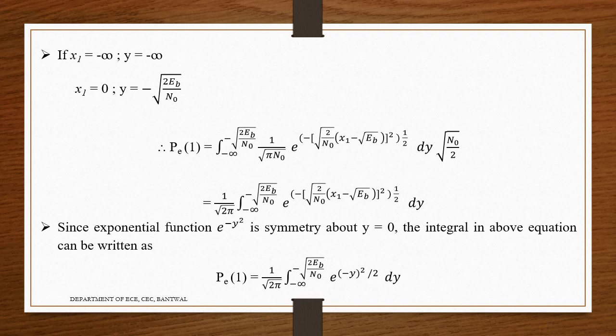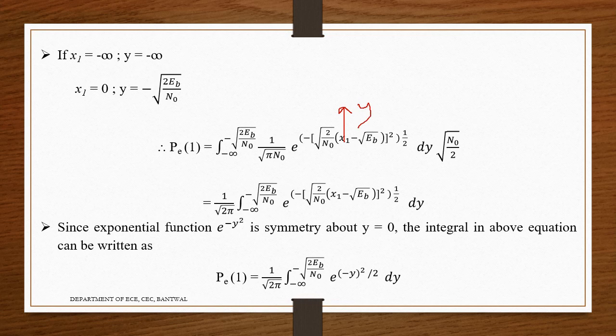x1 to y, what will it become? Square root of 2Eb divided by N naught. Because of the presence of the minus here, it will represent minus square root of 2Eb by N naught. So that is represented here, in terms of x1. The limit has been changed in terms of y, and dx1 is represented in terms of dy into square root of N naught by 2, and the same thing. So this is nothing but I can represent it directly as y here.